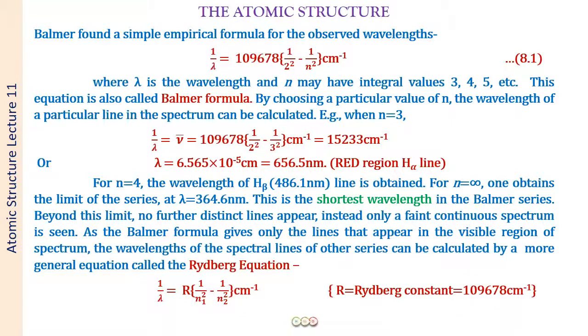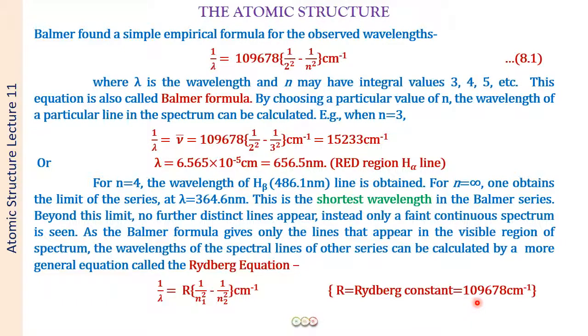And this equation says that 1 by lambda is equal to R into 1 by n1 square minus 1 by n2 square, where n1 and n2 are integers and they may assume values from 1, 2, 3 to infinity, with the requirement that n2 is always greater than n1. So n2 has to be always greater than n1.